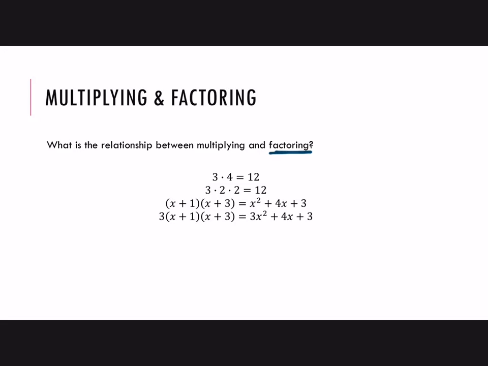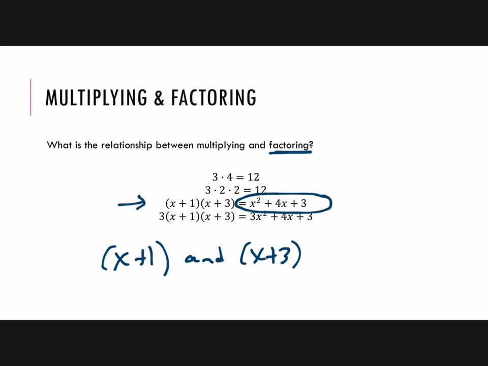All right, so here we have x plus 1 and x plus 3 are the factors of this expression on the right, x squared plus 4x plus 3. Now to see that they're the factors, we need to multiply them and make sure that it does equal the thing on the right. Just like with 3 times 4, we need to multiply 3 times 4, and if it equals 12, then those are factors of 12. All right? And we would say that 3 times 4 is a factorization.